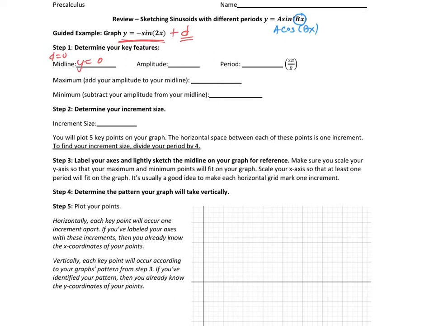The amplitude comes from the absolute value of a. So that's going to be our amplitude, the absolute value of a in this function. Here a is negative 1, so the absolute value of negative 1 is 1.